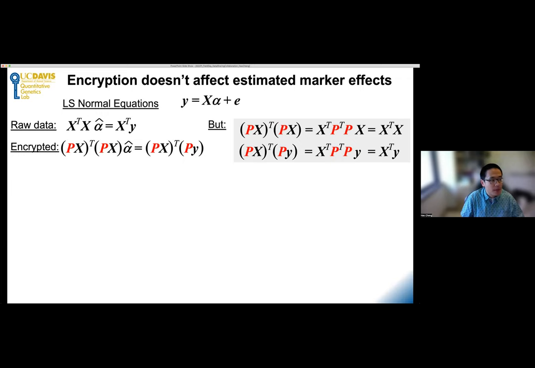When we do PX transpose and PY, we get X transpose P transpose PY, and this is equal to X transpose Y. So this part just becomes X transpose X, and this part just becomes X transpose Y. In this very simple way, we are solving the same normal equation. Of course, we are going to get the same solution for alpha hat, which means the same estimated marker effect. But the nice thing is that we are not using the raw X and raw Y; we are using the encrypted genotype X and the encrypted phenotype Y.